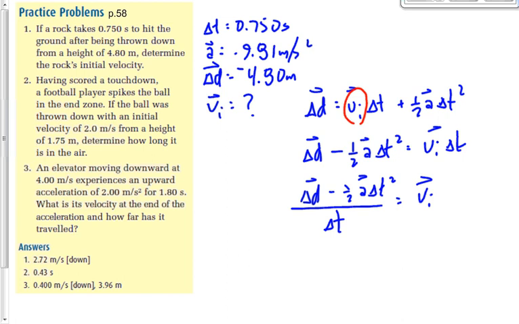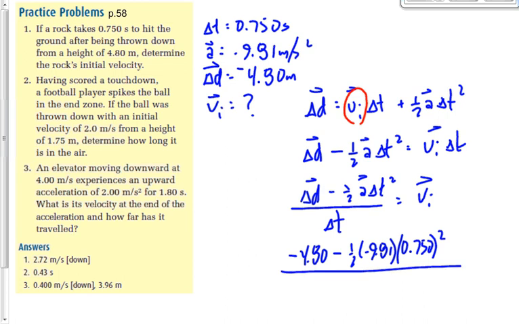Okay, now we can plug our numbers in. It's still not pretty here. D is negative 4.80 meters. Subtract 1/2 of negative 9.81 times T squared, 0.750 squared. Let's divide that by the time of 0.750.